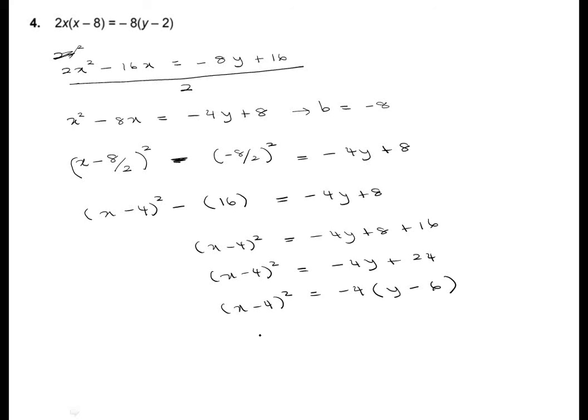To compare with the standard form, (x minus h) squared equals negative 4p (y minus k), the coordinate for the vertex is h equals 4 and k equals 6. To find p, negative 4p equals negative 4, so our p equals 1. We will learn about the vertex and the value for p during our next lesson.